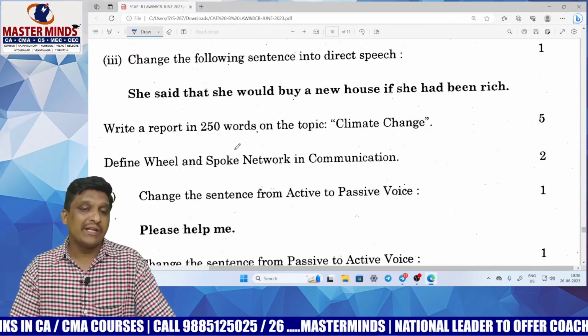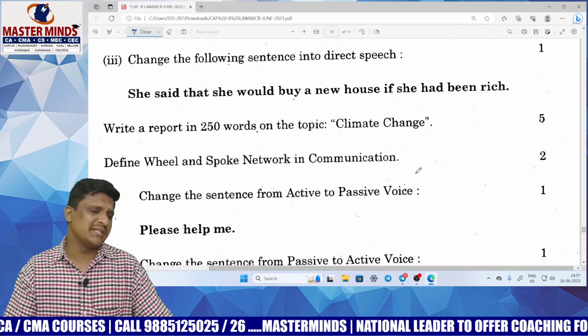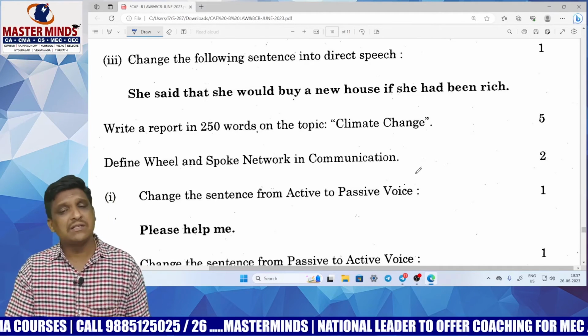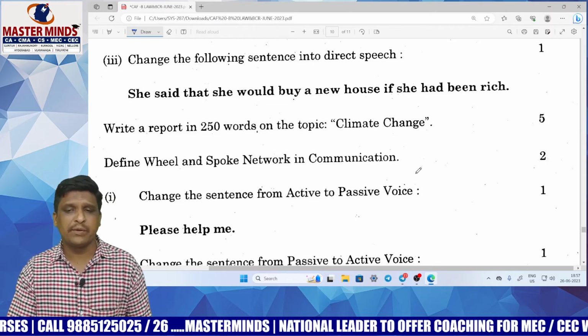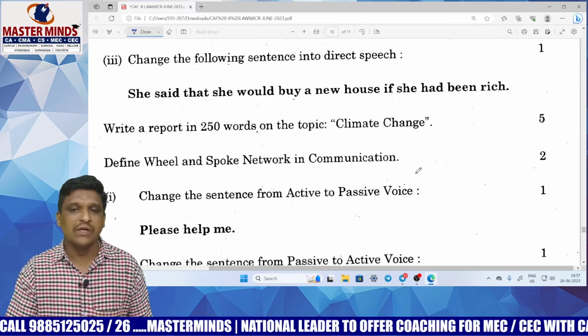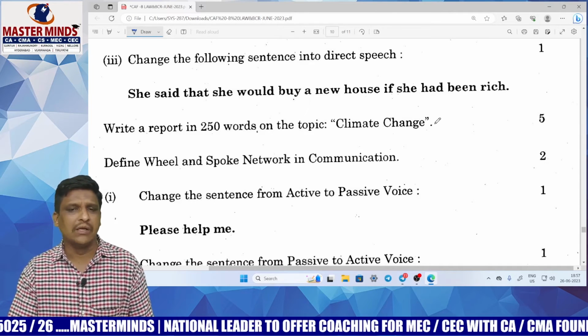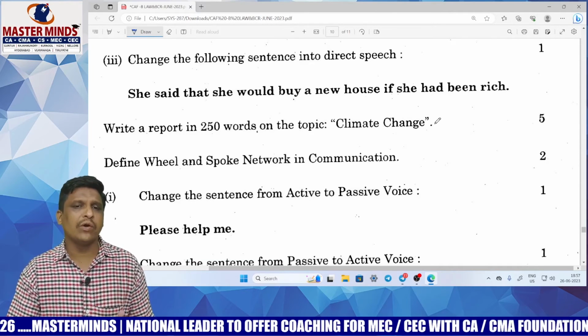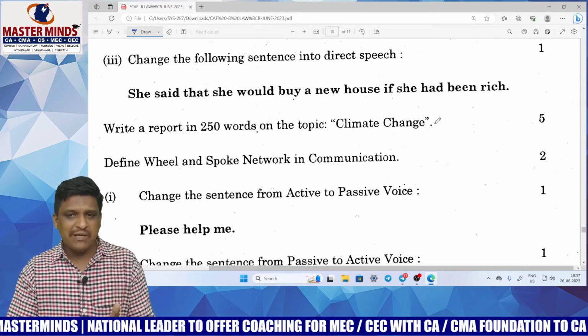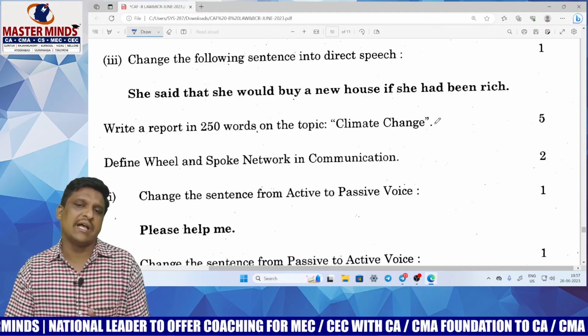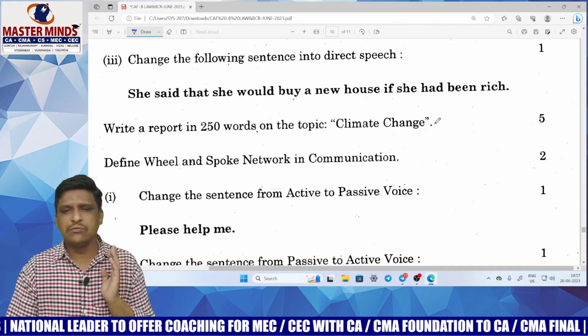Simple. Write a report in 250 words on the topic climate change. This is also a very easy topic, and it does not require a lot of preparation or understanding or technical words. Climate change is a regular, general topic. Just stick to the format we need to follow while writing a report, and present regarding climate change as it is. Okay, simple, you will be getting good marks here also.